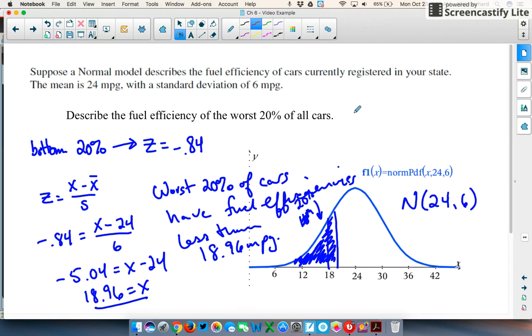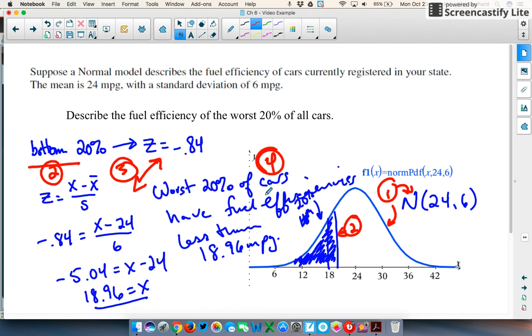So let's make sure we got all 4 things. Here's our model and parameters, 1. Here's our boundary, so that's 2. 3 is our mechanics, here, here, here, okay? And then 4 is our answer and conclusion.